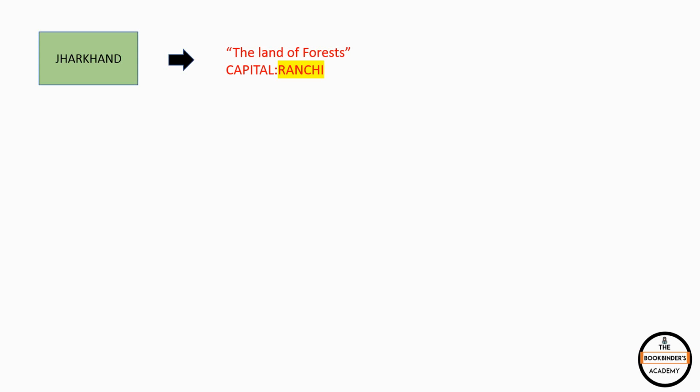Jharkhand can be literally translated into bushland, that is, Jhar is bush and Khand is land. It is also called the land of forests. Now, it is called the land of forests because 1/4 of Jharkhand's area is under forest cover, and Jharkhand majorly hosts tribal population.